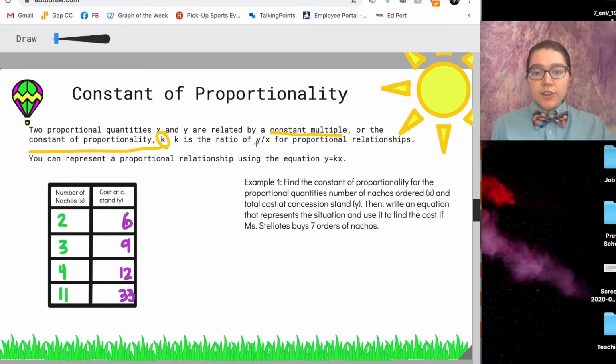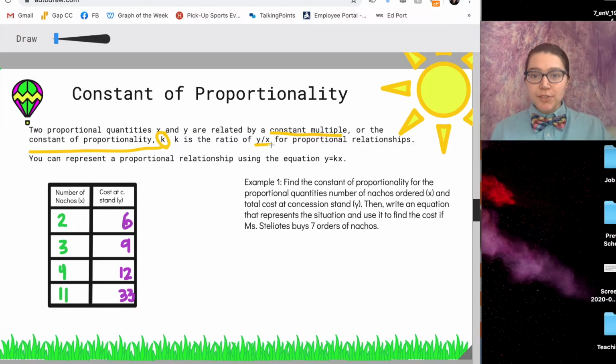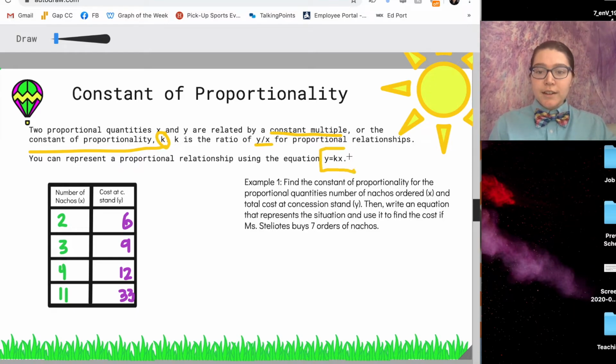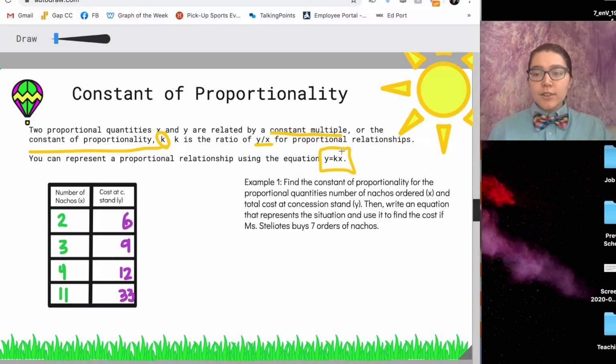K is the ratio of y to x for proportional relationships. So when we were checking whether we had a proportional relationship, we found that ratio y to x for every single pair of values for x and y. And if we got the same value every time, we said we had a proportional relationship. We had equivalent ratios. And now we're just giving that ratio, y divided by x, a special name. That's called the constant of proportionality. And we're going to be able to use it to write equations in this form of y equals k times x. Okay, so let's dive into our first example.